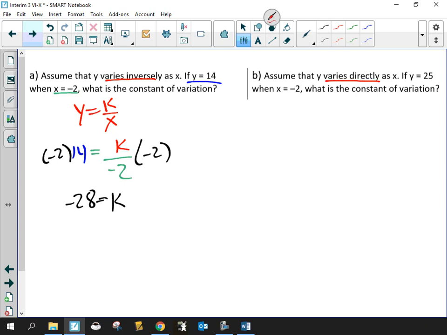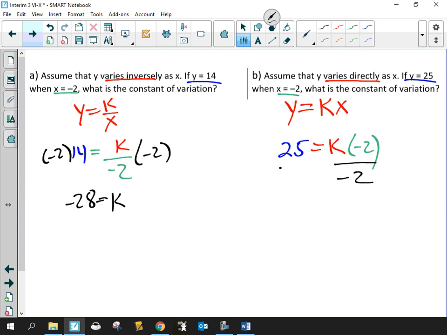This is the same problem, except it tells us that y varies directly. But I'm still going to plug in y is 25 and x is negative 2. To solve this, I would divide both sides by negative 2, and I get k equals 12.5, because the constant of variation is k.